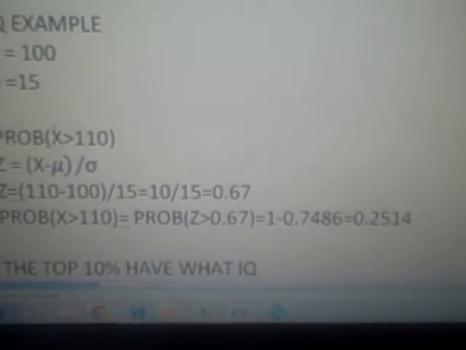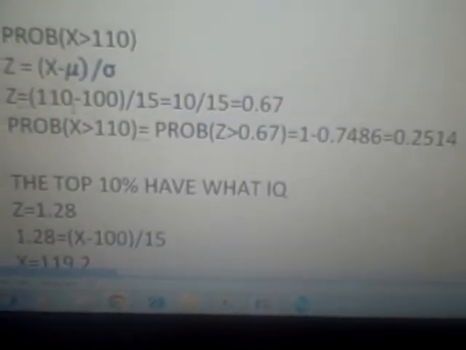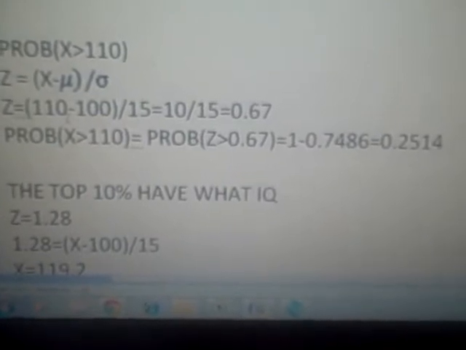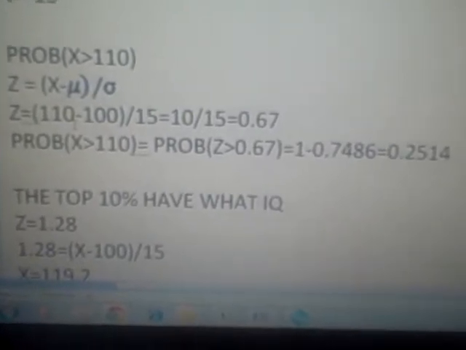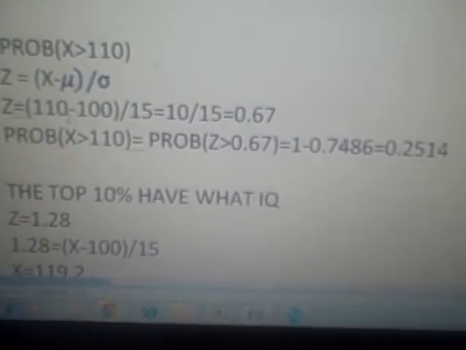Let's ask now another question. Suppose I want to know, or you want to have a club. In order to get into the club, you have to have the top 10% in IQs, or you have to have 90% of the people lower than you. So how do we find what is the IQ that is necessary in order to be in the top 10%, or 90% less than you?